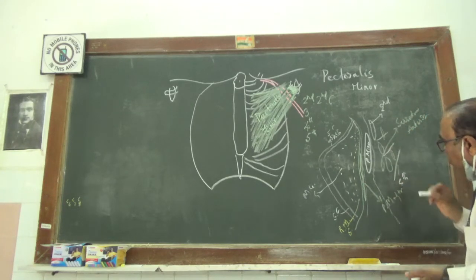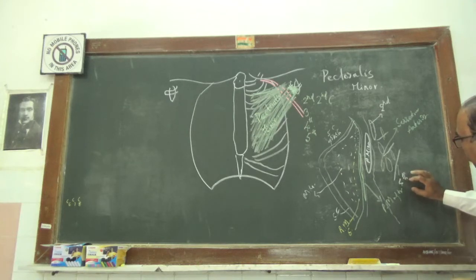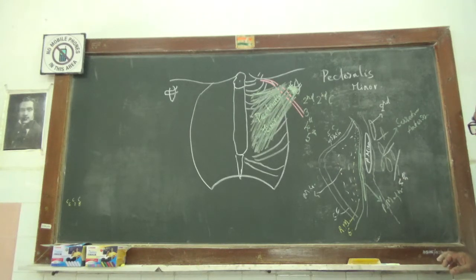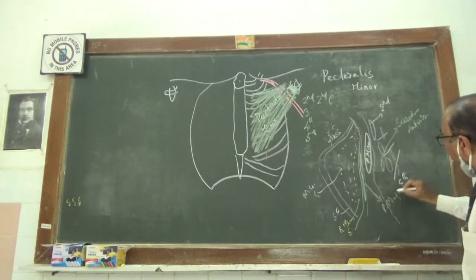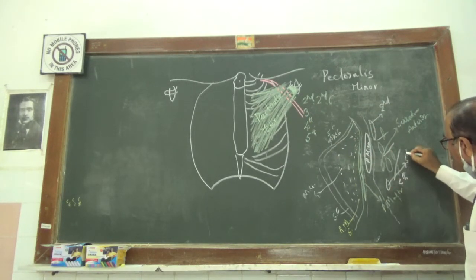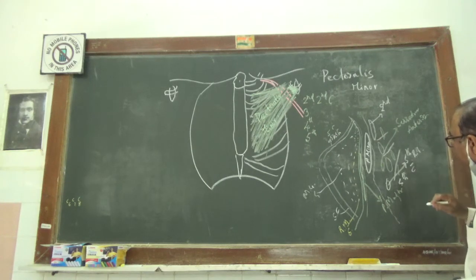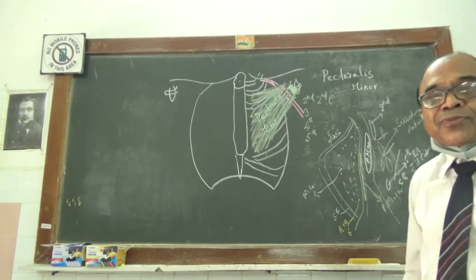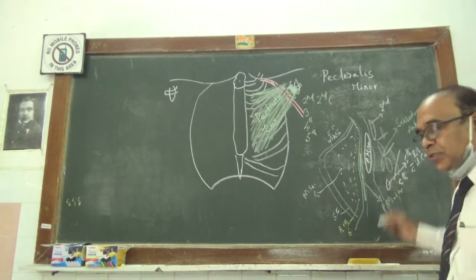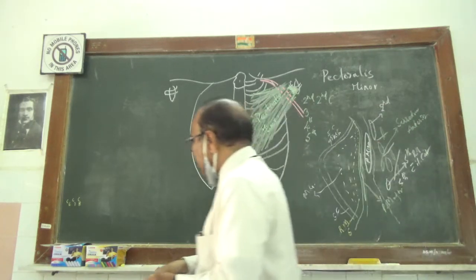So all these things will be there behind. As the origin is even from the fifth, you are going to have the fifth rib also with its costal cartilage. Here also you will be having the costal cartilage of the respective ribs from second to fourth. So this is the relation of the pectoralis minor.